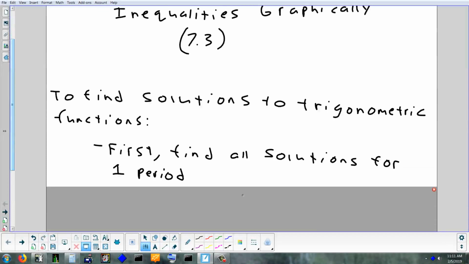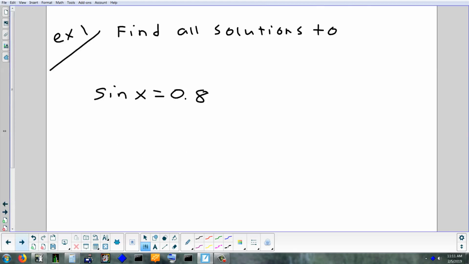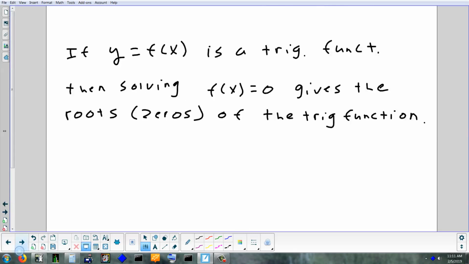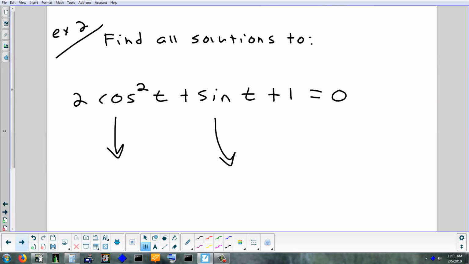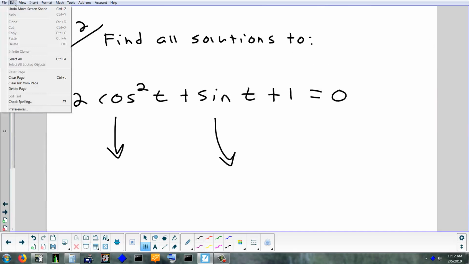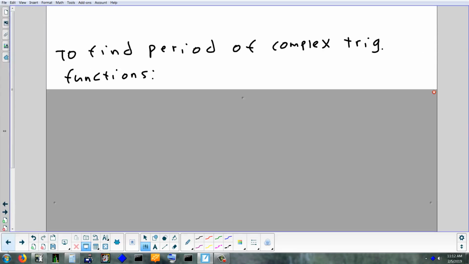First thing you have to do is know how to set your calculator to a width of 1 period. Once you do that, you can find all the solutions in that 1 period, usually by doing either second calc intersect or second calc 0. It depends on how the equation is set up. If it's a problem like this, that's going to be an intersect problem. You're going to see where the left and the right are equal. If it's a problem like that, that's not an intersect problem. That's calculating a 0. Where is it equal to 0? So we'll try each technique.